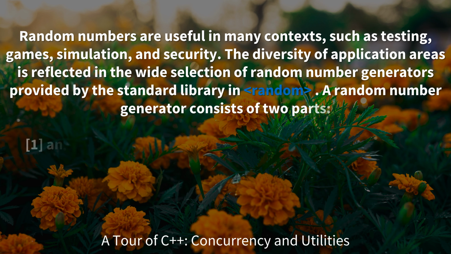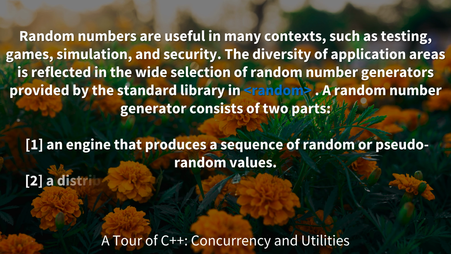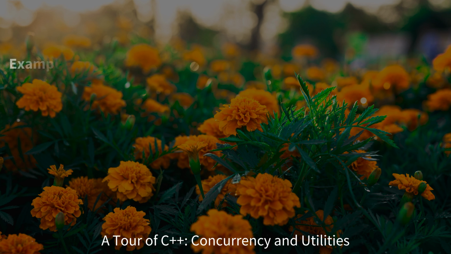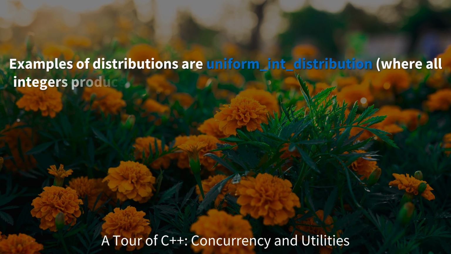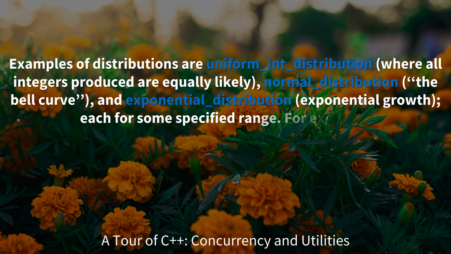in <random>. A random number generator consists of two parts: an engine that produces a sequence of random or pseudo-random values, and a distribution that maps those values into a mathematical distribution in a range. Examples of distributions are uniform_int_distribution, where all integers produced are equally likely, normal_distribution, the bell curve, and exponential_distribution, exponential growth, each for some specified range.